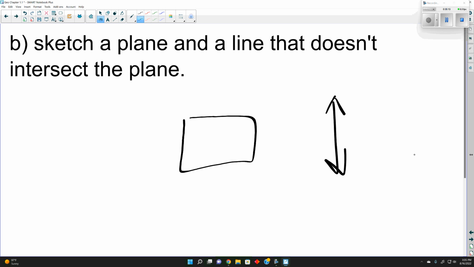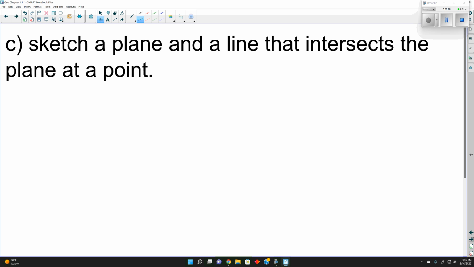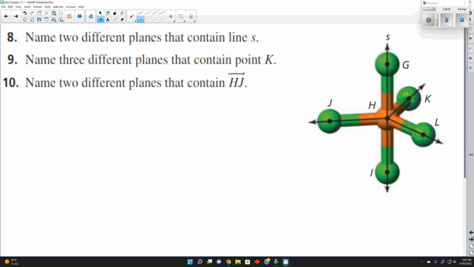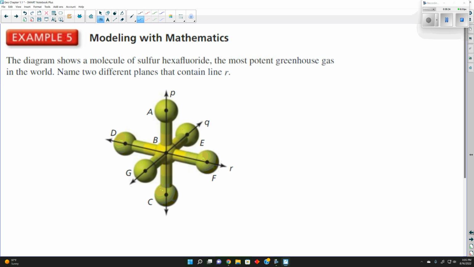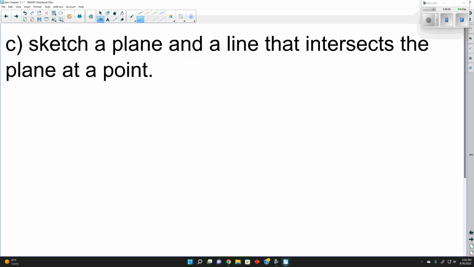So how long is the assignment? So this paper. So we do, it would be this here. But we'll do one more of these here. This here is the last one we'll do today. We'll finish this up tomorrow because I do want to look at the other ones. So the last one, sketch a plane and a line that intersects the plane at a point.